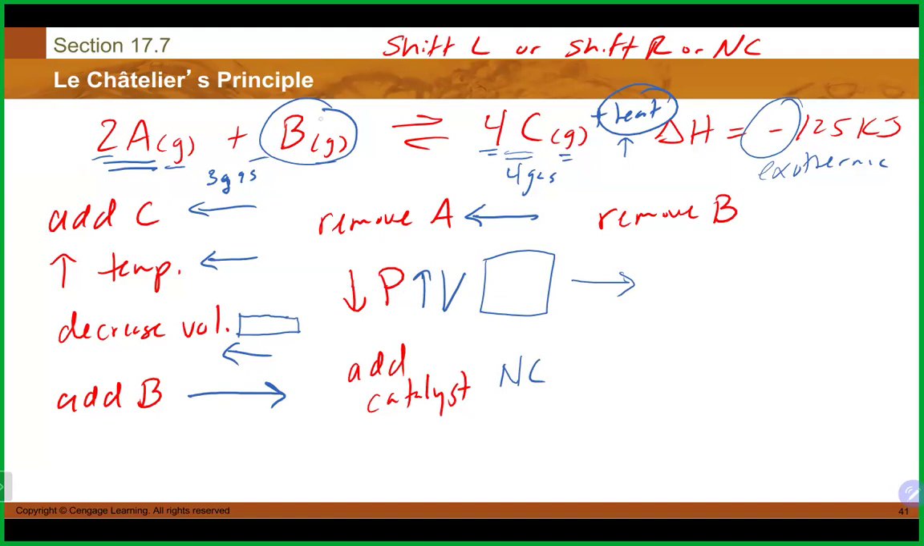And lastly, when I remove B, which is a reactant, it is going to go towards the side I removed it from. Again, by having more products than reactants, it's going to cause the reverse reaction to occur in this case. Any questions on any of those there?